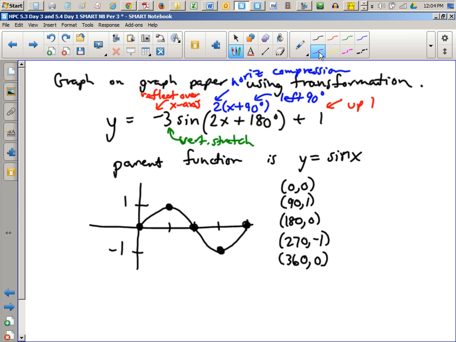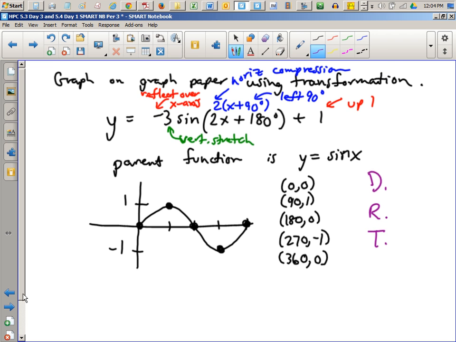Wow. Lots of things to think about. But I need to do them in this order. Dilate, reflect, translate, dirt. Okay? So first thing I'm going to do is take care of my dilations. That's the 3 and the 2. And then I'm going to take care of my reflections. I've only got one. I'm going to turn it upside down. Then I'm going to take care of my left shift 90 and my up shift 1. And you want to do them in that order, okay? So let's give this a try.